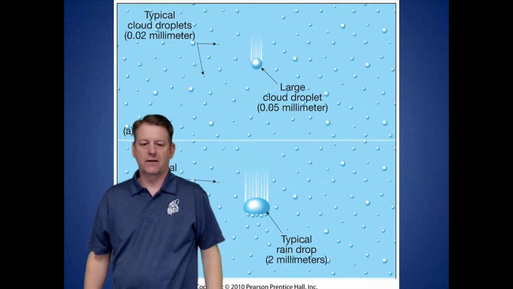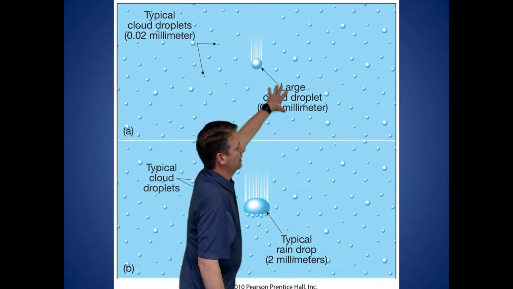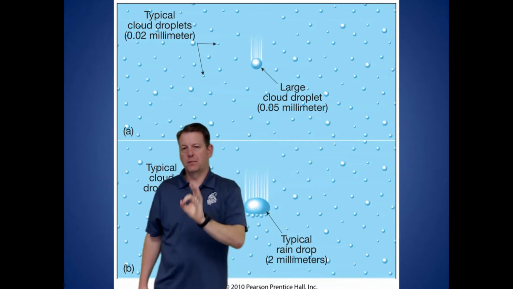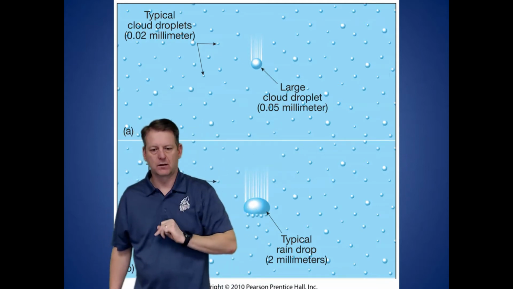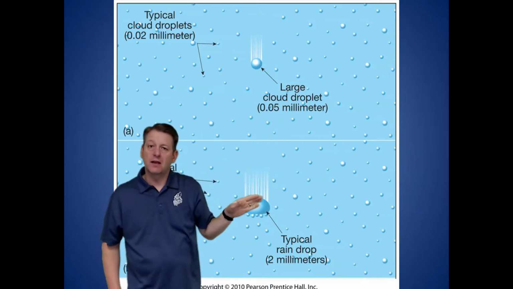So let's take a look at that first little part here. These are your typical cloud droplets, all these little tiny ones here. And then this one here is just starting to get big enough that maybe it starts falling a little bit more. It's probably not going to fall to the ground, but it's definitely heavier than the others.